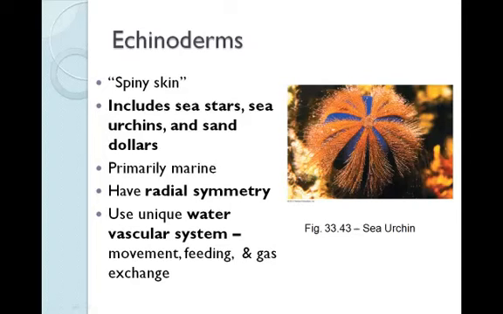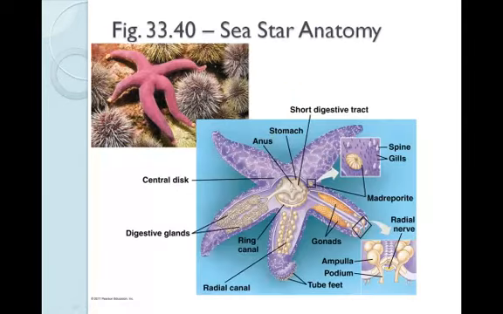Our final group of invertebrates are the echinoderms. The term echinoderm means spiny skin, and all of the members of this group have prickly bumps or spines to protect their soft bodies. The echinoderm group includes the sea stars, the sea urchins, and the sand dollars. Nearly all of the echinoderms are found in marine environments, and they have radial symmetry, as seen in the sea urchin. One of the interesting features of the echinoderms are their water vascular systems that are used for movement, feeding, and gas exchange. The sea star shown here has a water vascular system with tube feet that are used for locomotion.